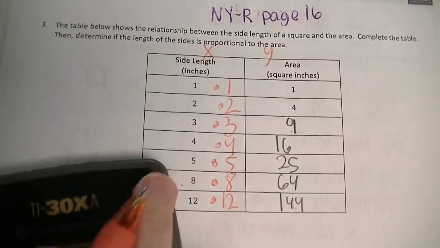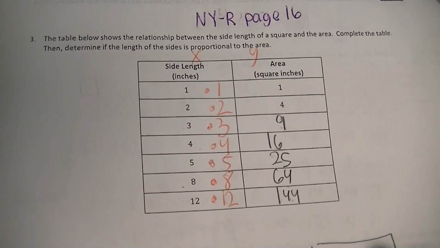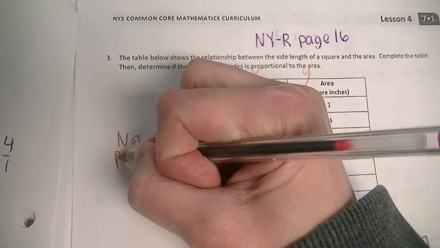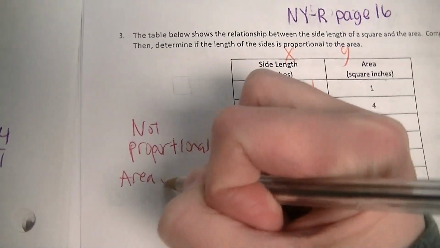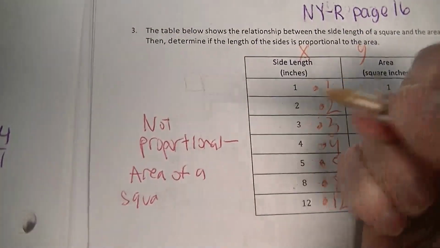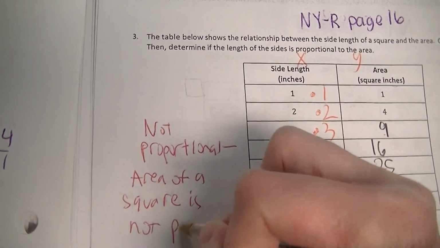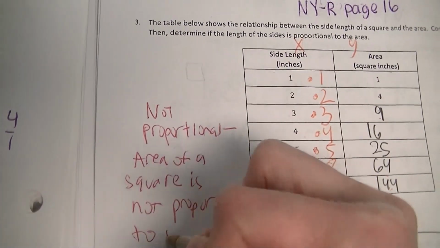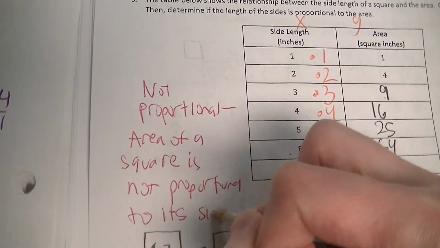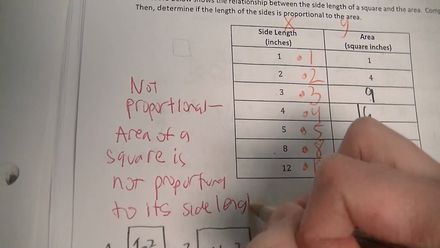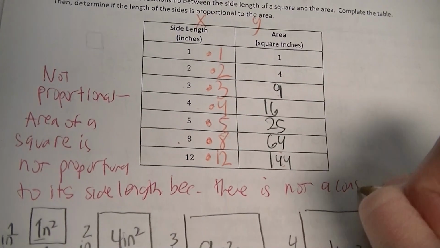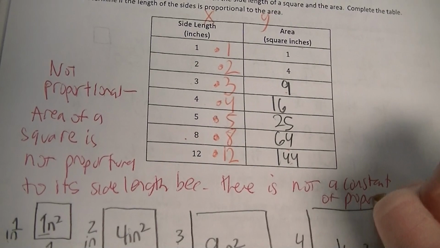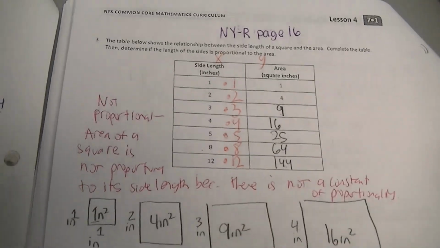So is this a proportional table? Nope. And how come? Because there's no constant ratio. So is this a proportional relationship? Not proportional. I better be more specific. Area of a square. Did I say not proportional? Yeah. Area of a square is not proportional to its side length because there is not a constant proportionality. Okay, bye.